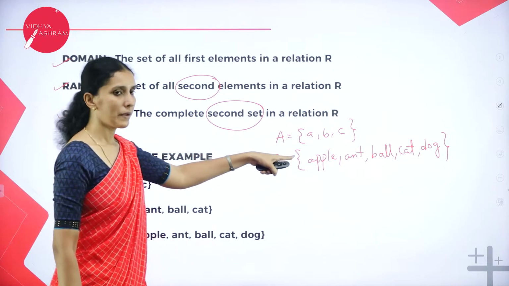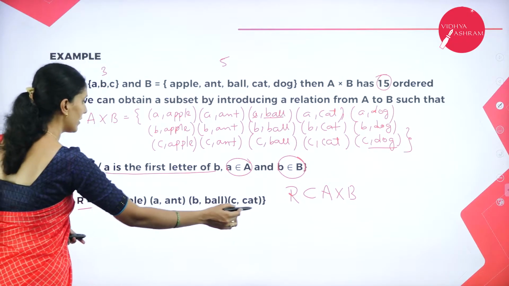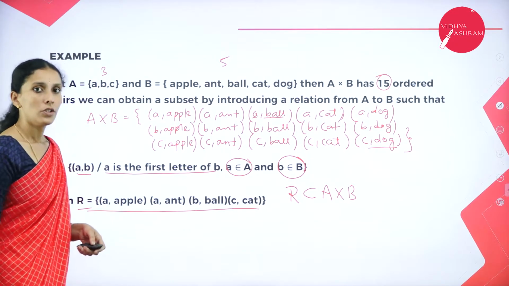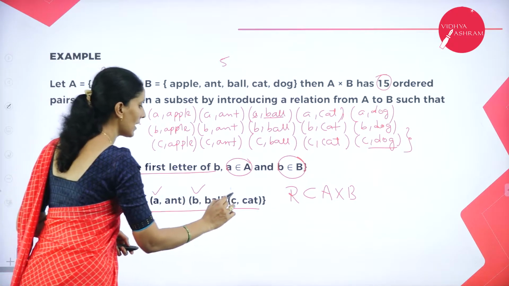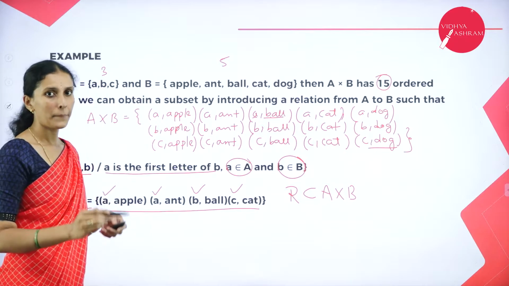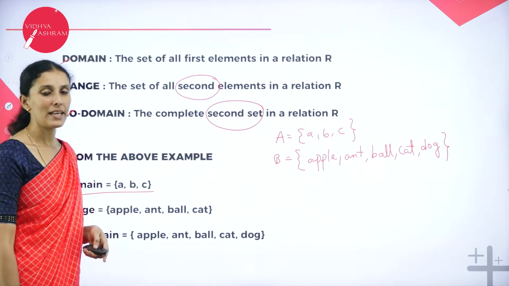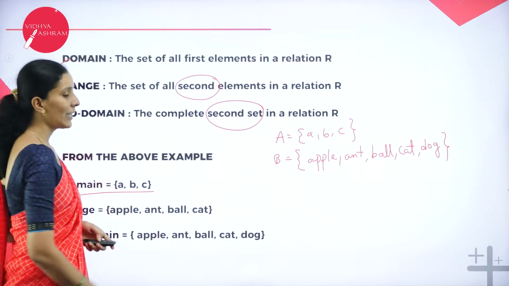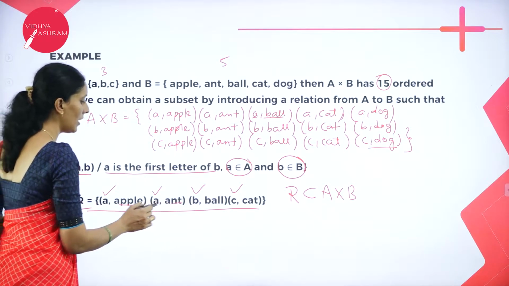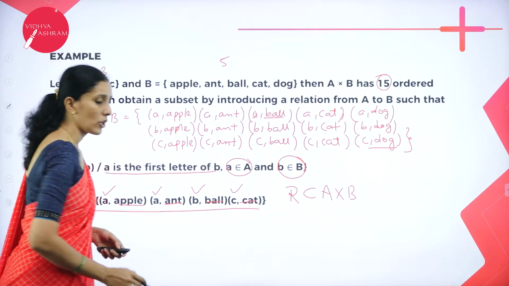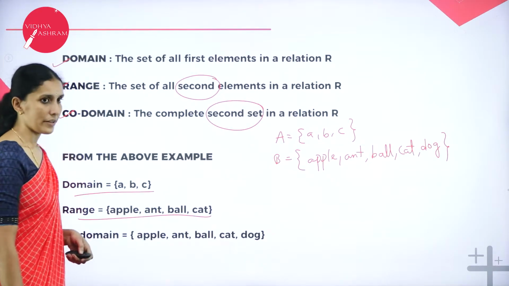So when I describe a relationship as A is the first letter of B, I got this. Domain means the first elements. What are the first elements I have here? Only A, B, C. So therefore, the domain set is A, B, C. What is range? The set of all second elements. What are the second elements here? Apple, ant, ball, cat. So I should write them in another set, that is your range.